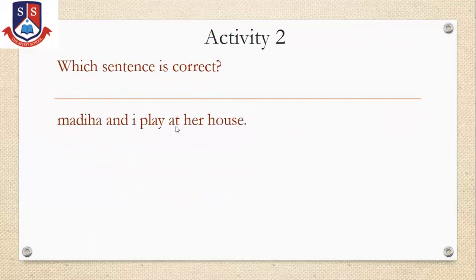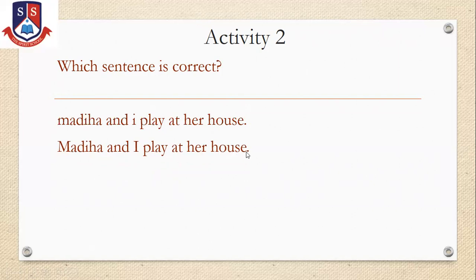Madiha and I play at her house. We see that there is a full stop at the end of the sentence, but we can see that this sentence is not beginning with the capital M. Madiha is the name of a girl, right? It should be with a capital letter. I is a pronoun that should always be written as a capital letter, but here in this sentence it is not. So this is not correct.